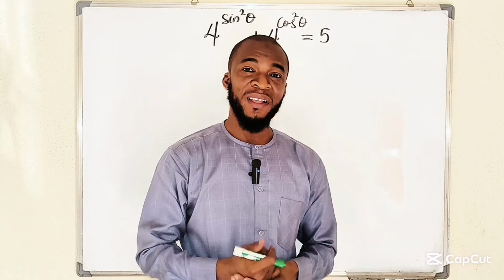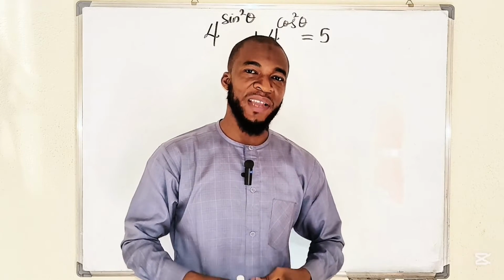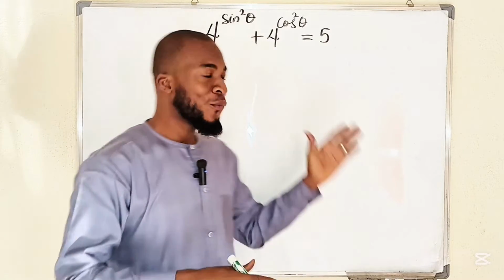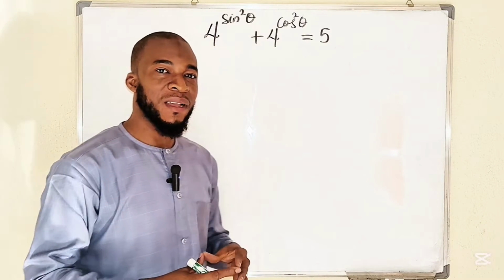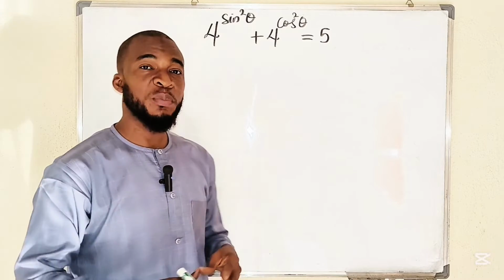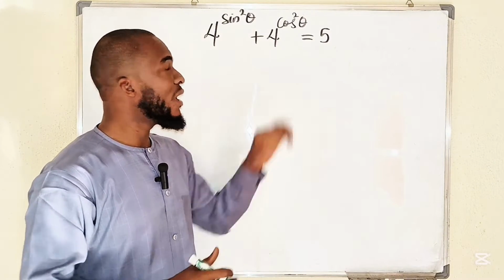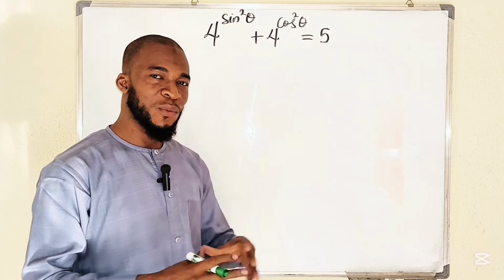Hello everyone, in this tutorial we are going to provide a solution to this interesting trigonometric equation: 4 raised to the power of sine squared theta plus 4 raised to the power of cosine squared theta equal to 5, and we are looking for that angle theta that can satisfy the equation.